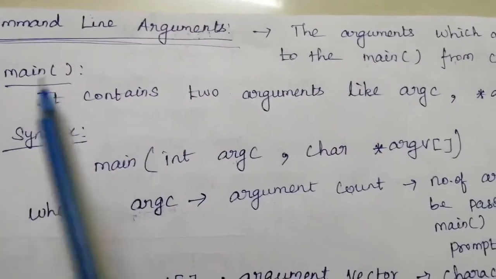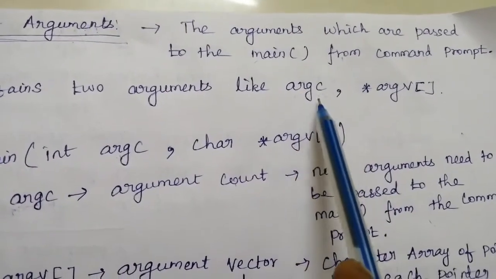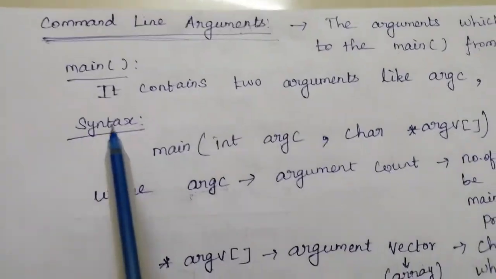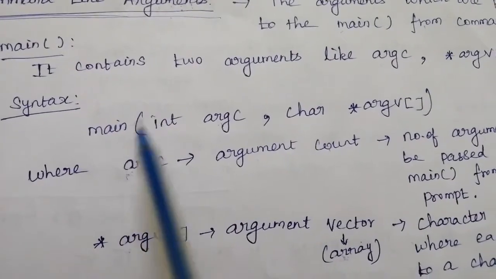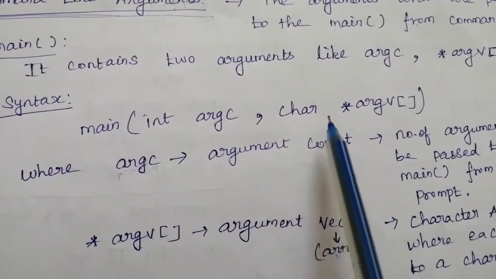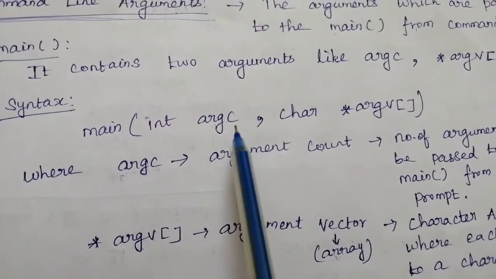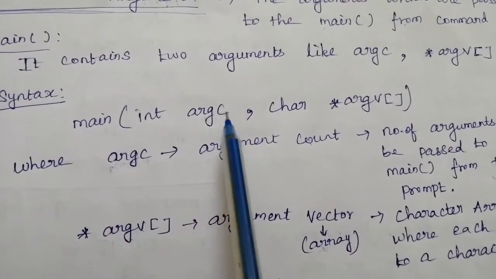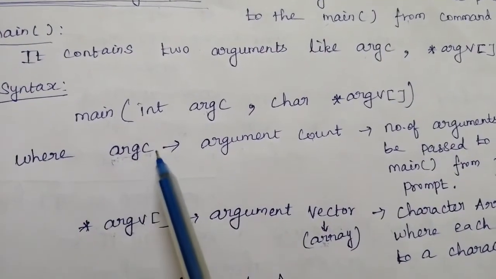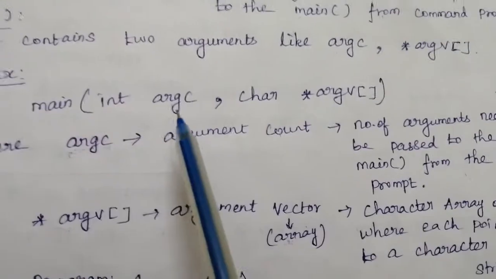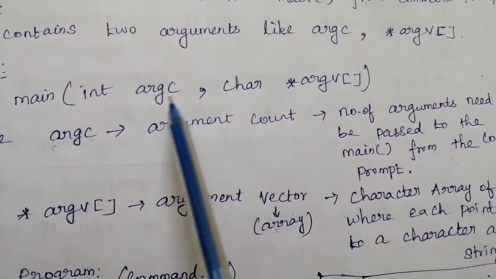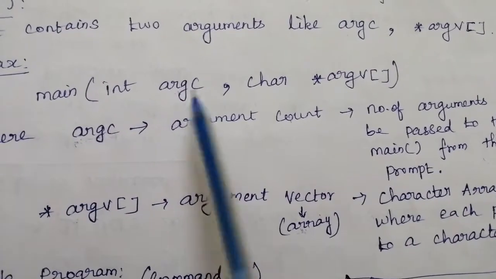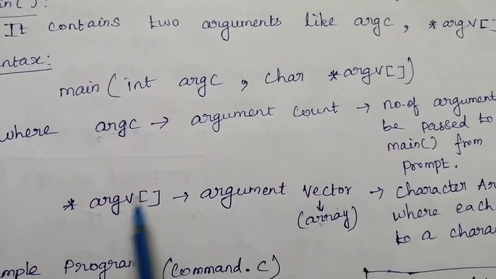So the main function contains two arguments, argc and asterisk argv array operator. So the syntax of command line arguments is the main function, and within parenthesis you have to provide those two arguments: int argc, comma, char asterisk argv array operator. Here argc stands for argument count. It tells how many arguments need to be passed to the main function from the command prompt.